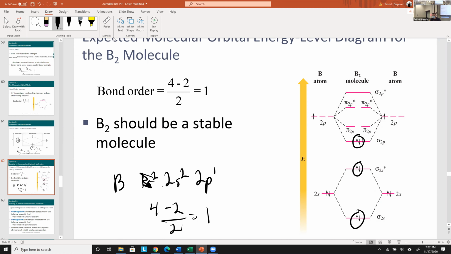Okay. All right, so another question would be, is this paramagnetic or diamagnetic? Paramagnetic means you have unpaired electrons. So is this paramagnetic?